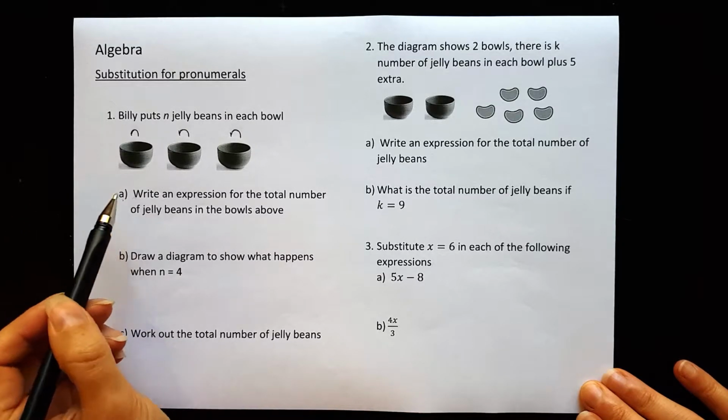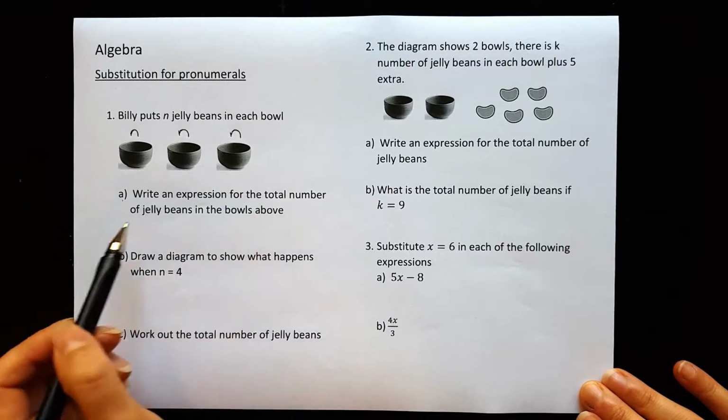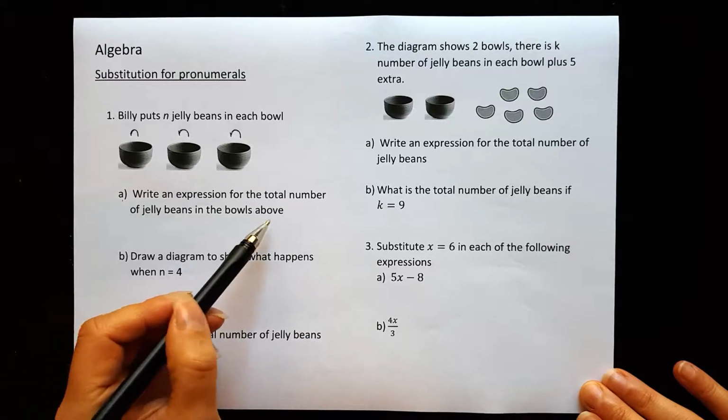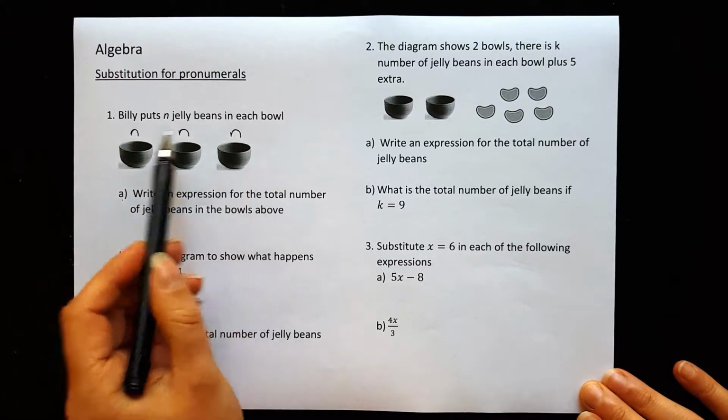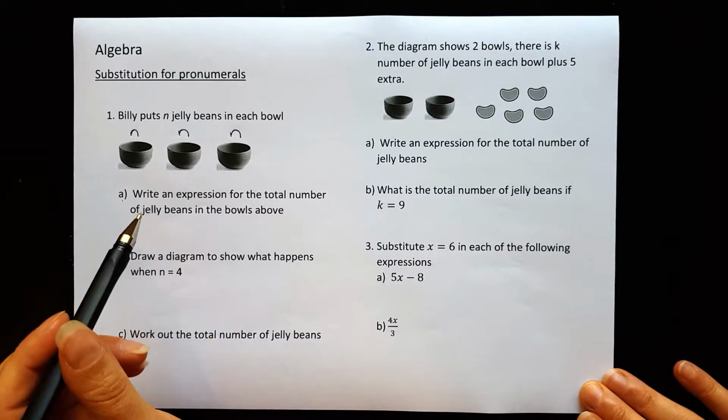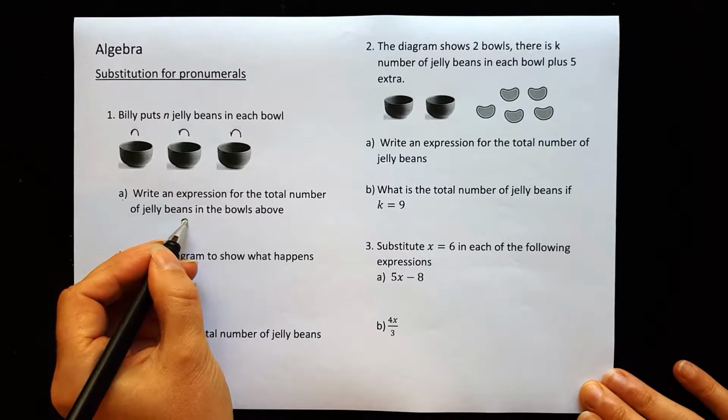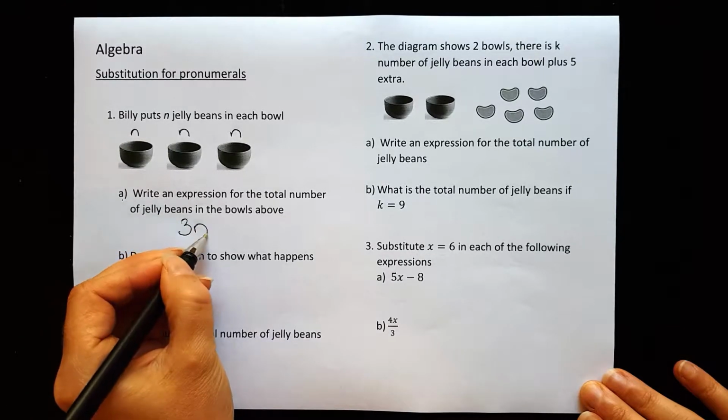For part A, it says write an expression for the total number of jelly beans in the bowls above. So if I have 3 bowls with n jelly beans in each one, we could write that as 3n.